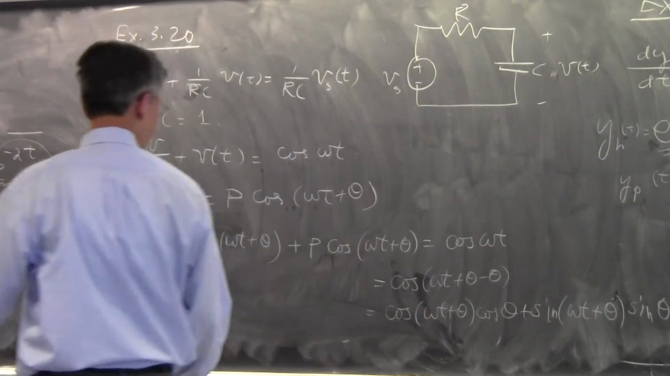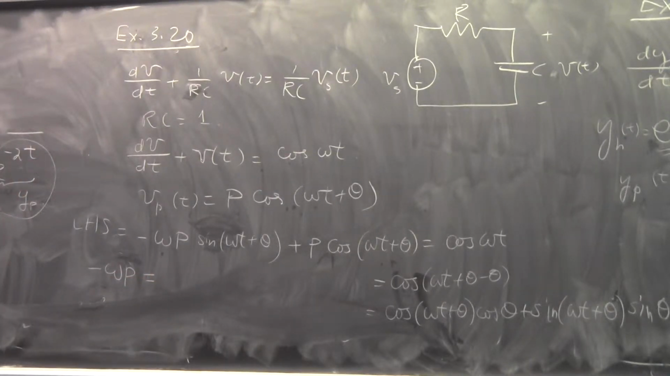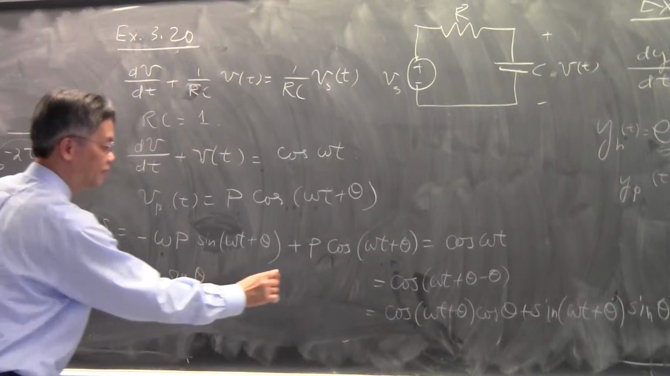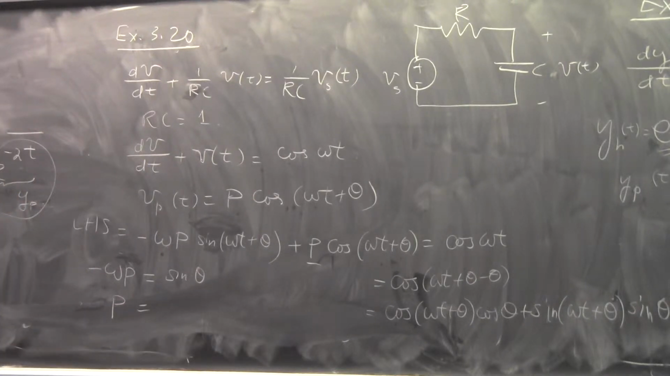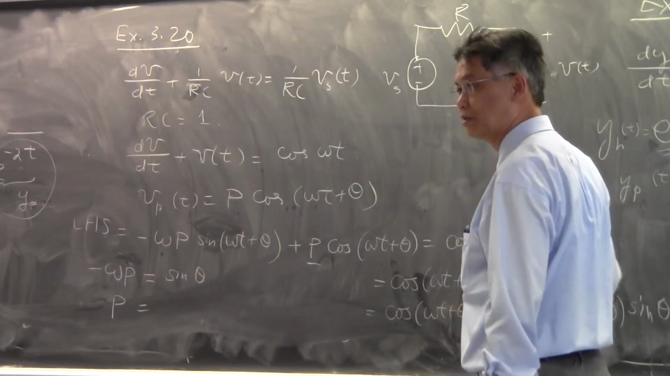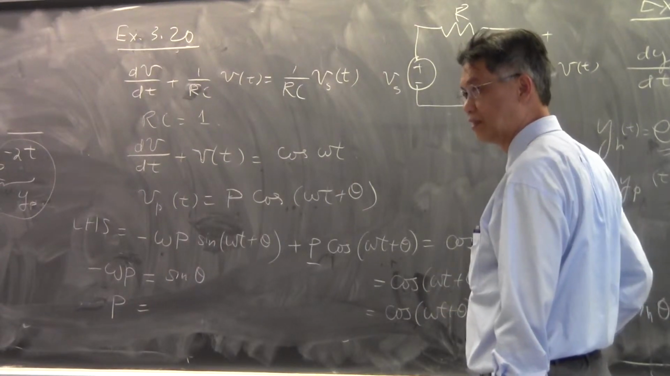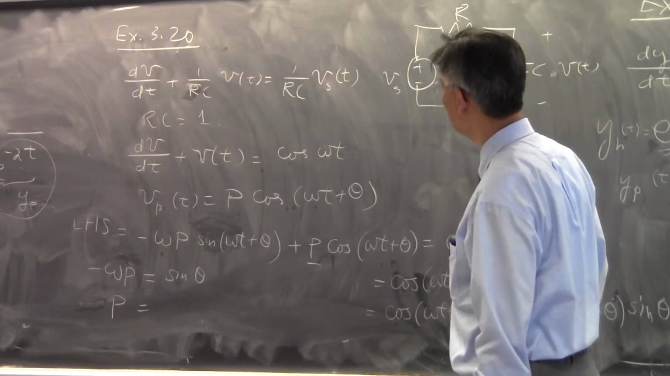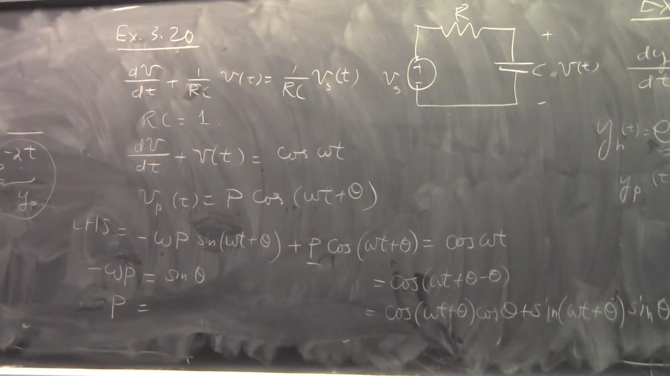I must have minus omega p being equal to what I have over there, sine theta. I must have p being equal to, what should p be equal to? Should there be a minus sign? Cos A minus B is cos cos plus sine sine. So this should be a plus sign, if I remember my trigonometric identities well. Okay, he agrees with me, so I must be correct.